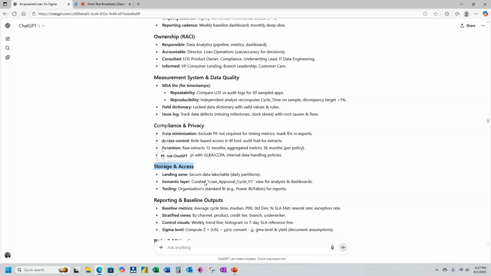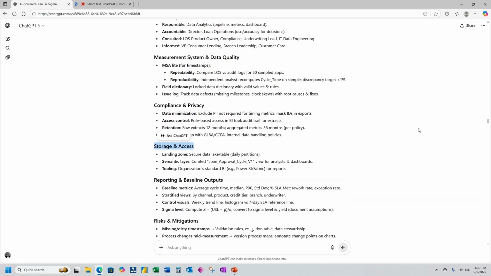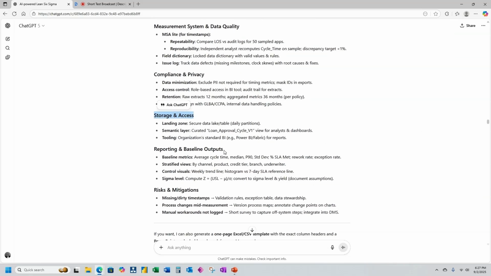So it's getting pretty detailed here with what we can do and what we need to do for our measure phase. Reporting and baseline outputs, providing baseline metrics that we can seek to have here, right? Average cycle time, median, standard deviation, etc. Stratified views by channel, product, credit tier, branch, or underwriter. All of these things are here, right? The Sigma level, even having that as a reporting and baseline output for us to use, right?